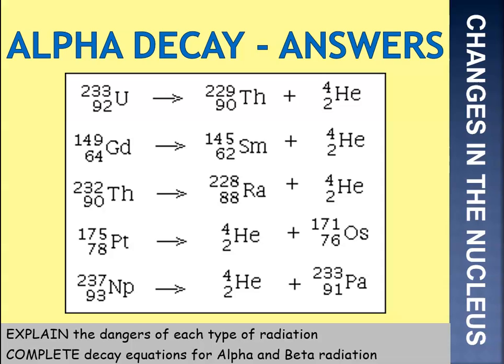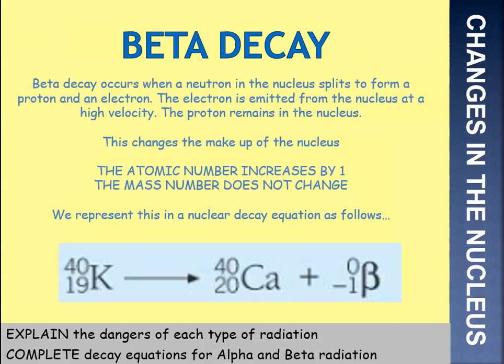Okay, let's have a look at our second form of decay, beta decay. Now, beta decay occurs when a neutron in the nucleus splits, and when it splits, it forms both a proton and an electron. That electron that's formed is emitted from the nucleus at a really high velocity. It's got lots of energy and flies out, and that is your beta particle. The proton, however, remains within the nucleus. This changes the makeup of the nucleus.